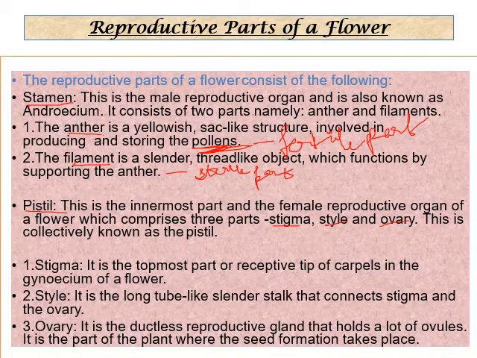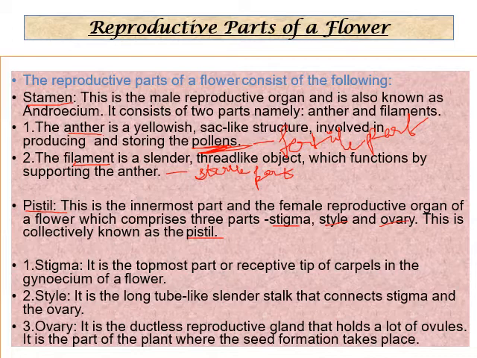First of all, we'll talk about stigma. The stigma is the topmost part or the receptive tip of the carpel. This is the part that will receive the pollen from the anther. The anther contains pollen, and these pollen grains will land on the stigma, and then fertilization will take place. So the stigma is referred to as a receptive organ for the pollen grains. Stigma plays a role in receptivity, and it is the topmost part or receptive tip of the carpels in the gynoecium of a flower.